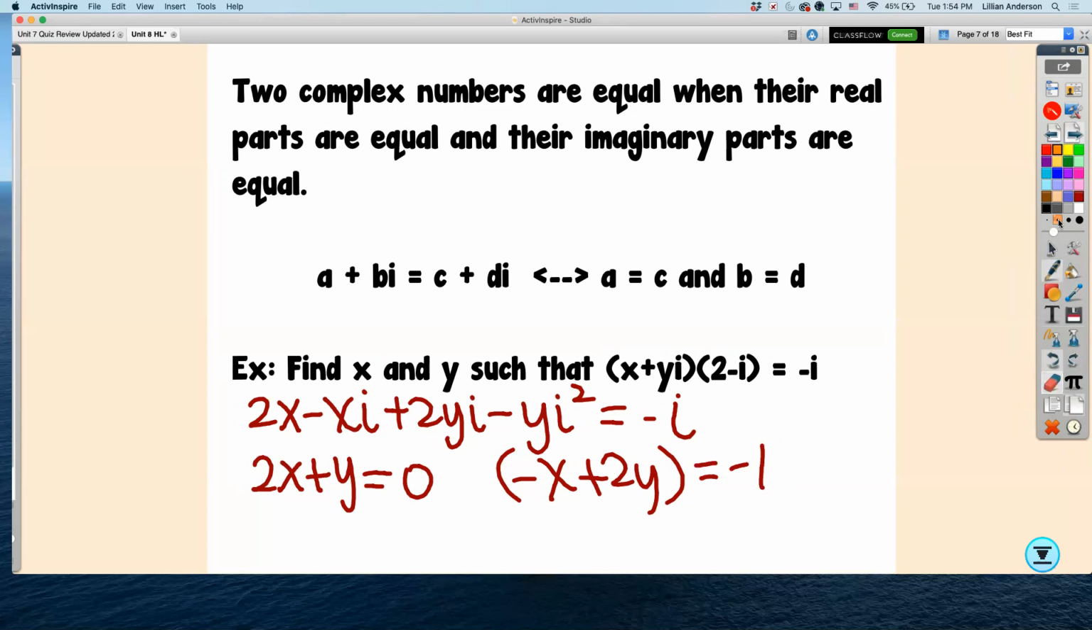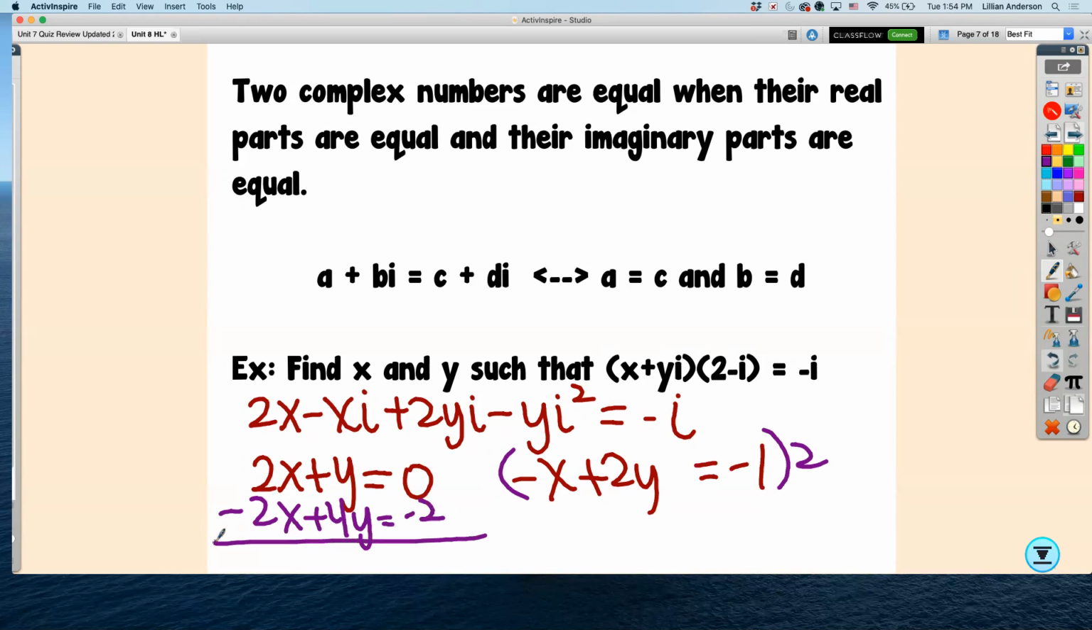Substitution or elimination, okay? I want to choose elimination because if I just multiply this second equation by a +2, I'll be able to cancel out my x's. So if I multiply the second equation by 2, I'll end up getting -2x plus 4y is equal to -2. My x's cancel out. I have 5y is equal to -2. So y is equal to -2/5.